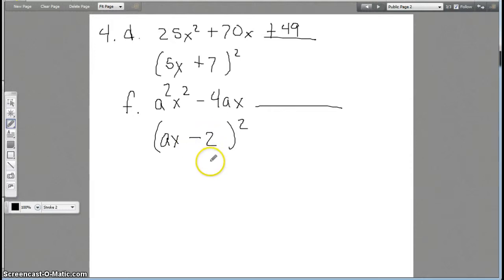And now we need to check it. When we square ax, we get a squared x squared. When we take the double of ax times negative 2, that's 2ax times a negative 2, which is negative 4ax. Now we need to square our last term. Negative 2 squared is a positive 4. So that's going to complete our trinomial. So that was number 4, which is just like number 11 that I assigned for homework.